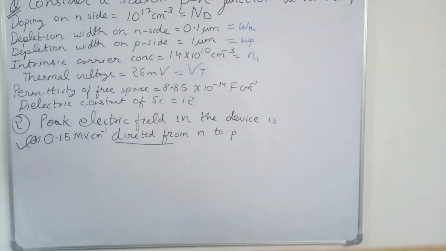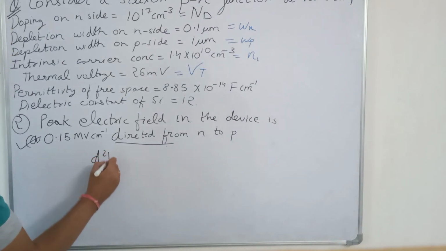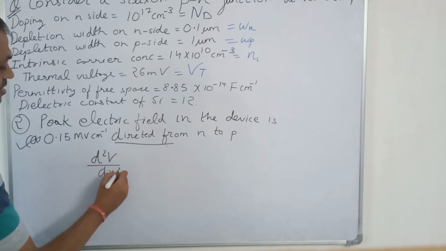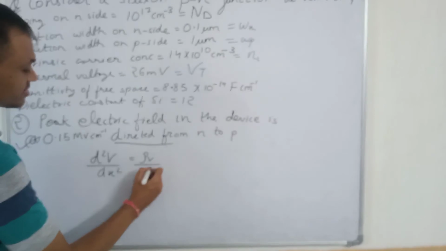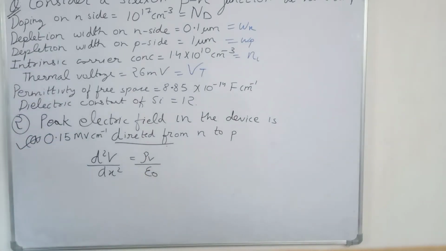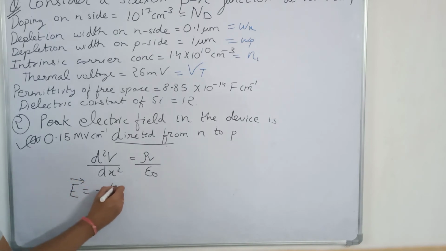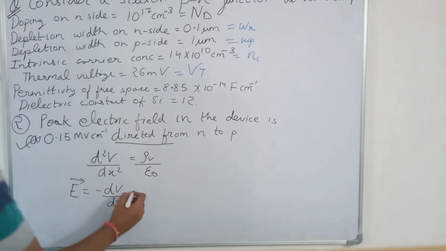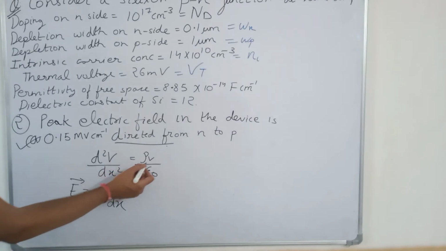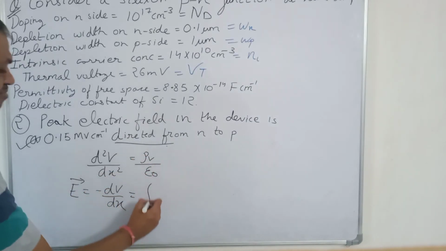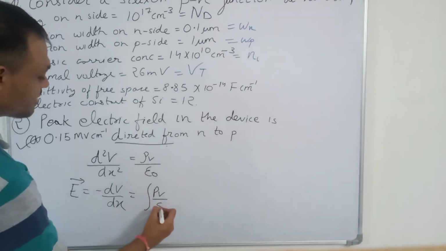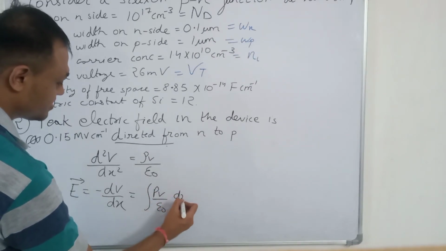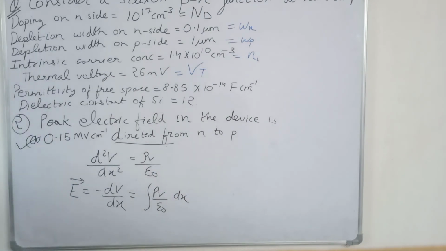Now we can find the electric field easily by using Poisson's equation. In Poisson's equation, d square V by dx square is equal to rho V upon epsilon naught, and the electric field is equal to minus dV by dx. dV by dx can be obtained by integrating rho V by epsilon naught with respect to x. So this is how we can obtain the electric field.